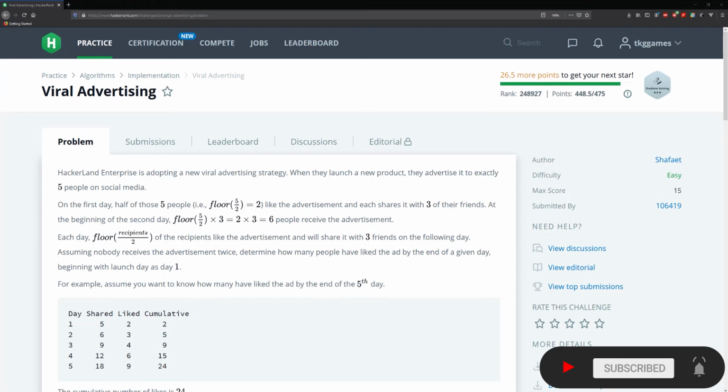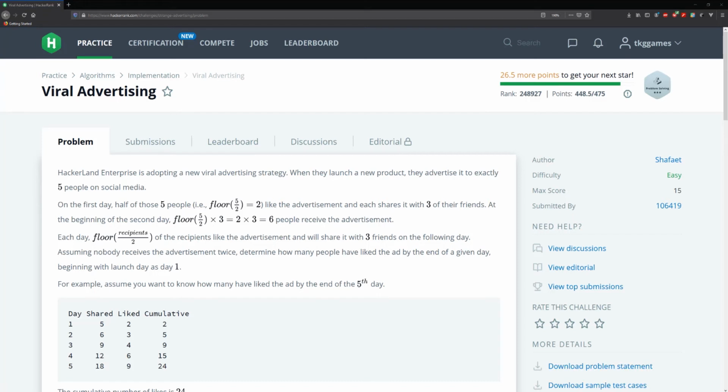It states that Hackerrank Enterprise is adopting a new viral strategy. When they launch a new product, they advertise it to exactly 5 people on social media. On the first day, half of those people like the advertisement and share it with 3 of their friends. At the beginning of the second day, it's going to be the 2 people that like the advertisement times 3, which is going to give us 6 people who received the advertisement.